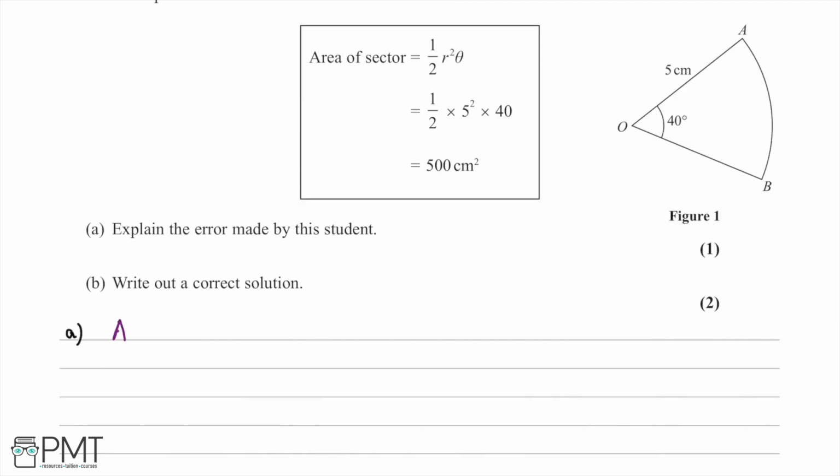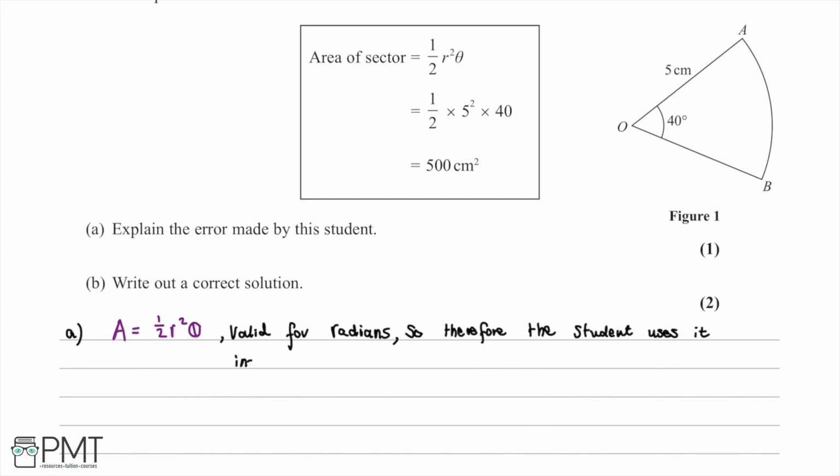They have used that A is going to be equal to 1 over 2 multiplied by r squared multiplied by theta. We know this is a valid formula, but it can only be used when our angle is in radians, but our angle is in degrees. So we'll just write that down. So this is valid for radians. So therefore it's used incorrectly in our case because we have degrees. And the student doesn't convert it to radians.